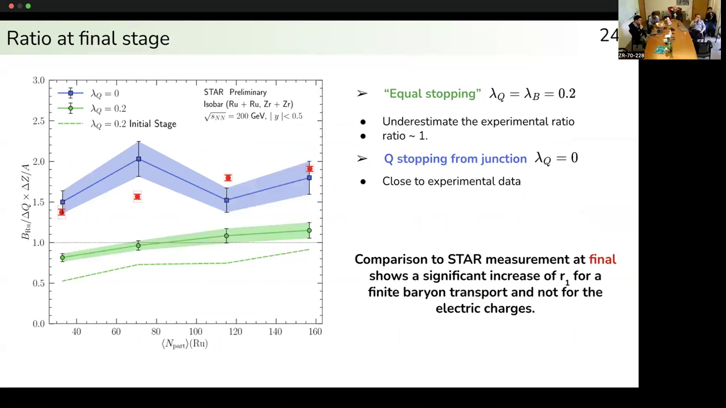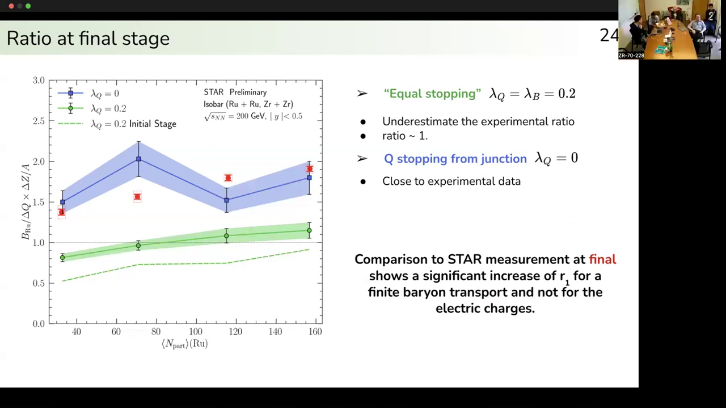Your dashed line essentially is when lambda Q equals lambda B, but for the initial condition, right? Yes. And then you can see your hydro does transport. You go from the dashed to the solid line now with the green curve. You do have some kind of transport, like diffusion of charge or baryon through your hydrodynamics, right?